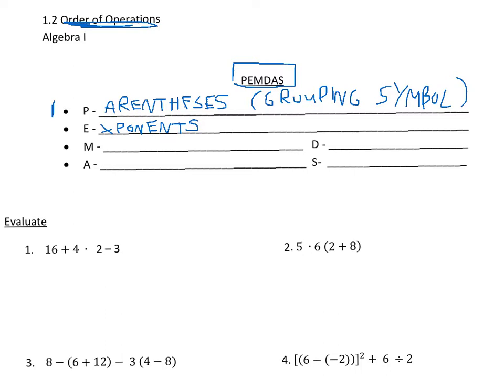So after you take care of parentheses, then if you have exponents, an example is if you had 2 to the 3rd power, right? That's not 2 times 3, that's 2 times 2 times 2, which would be 4 times 2. This would be 8. Okay, that would be our second priority.